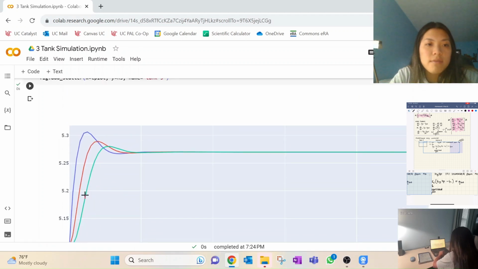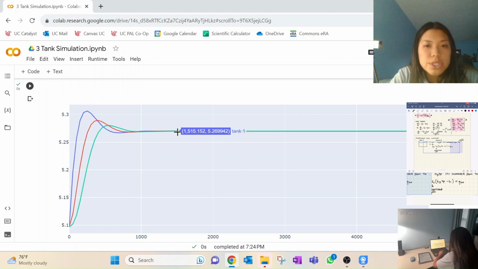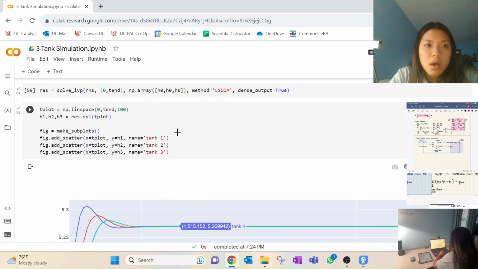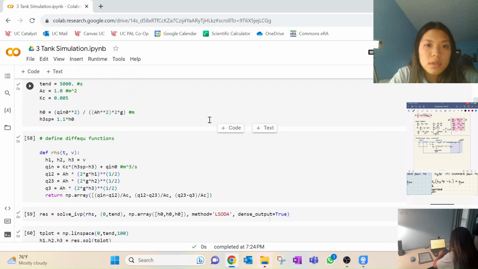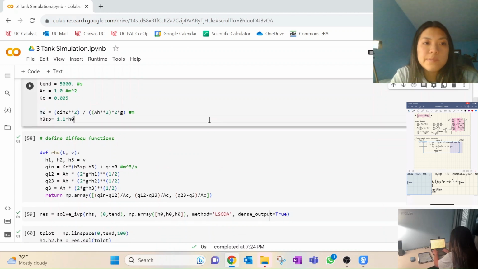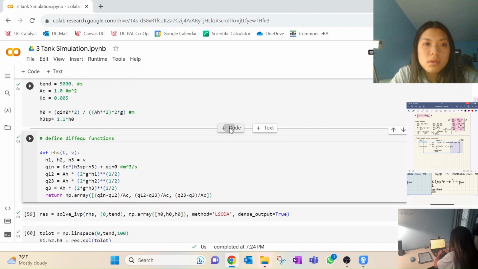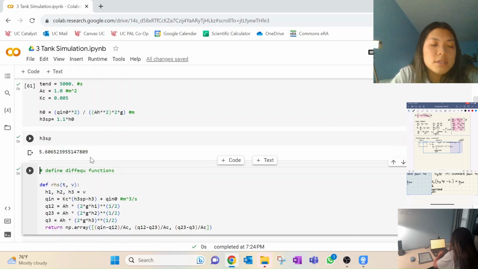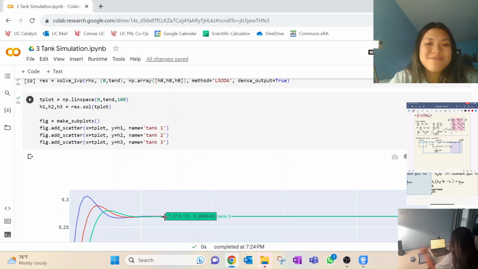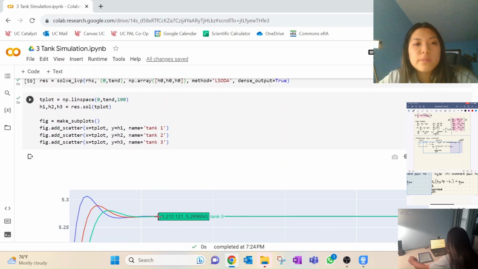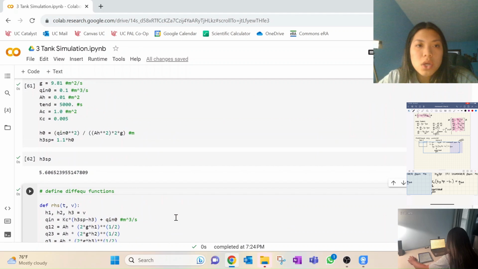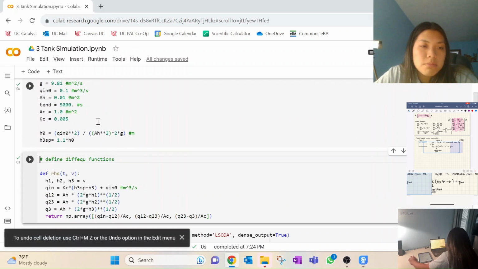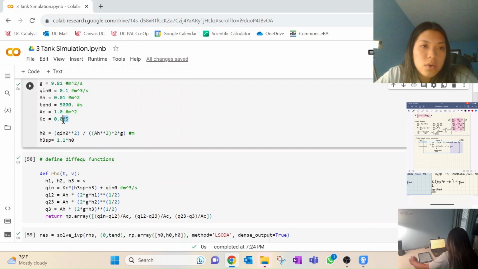So if we look here at the graph, it looks a little better. We're not reaching the set point that we are trying to get, which is 5.6. So right now we're sitting at 5.3 maybe. Not exactly where we want it to be. So let's make the controller a little more aggressive. And how we can do that is by increasing this Kc value, this proportional gain.